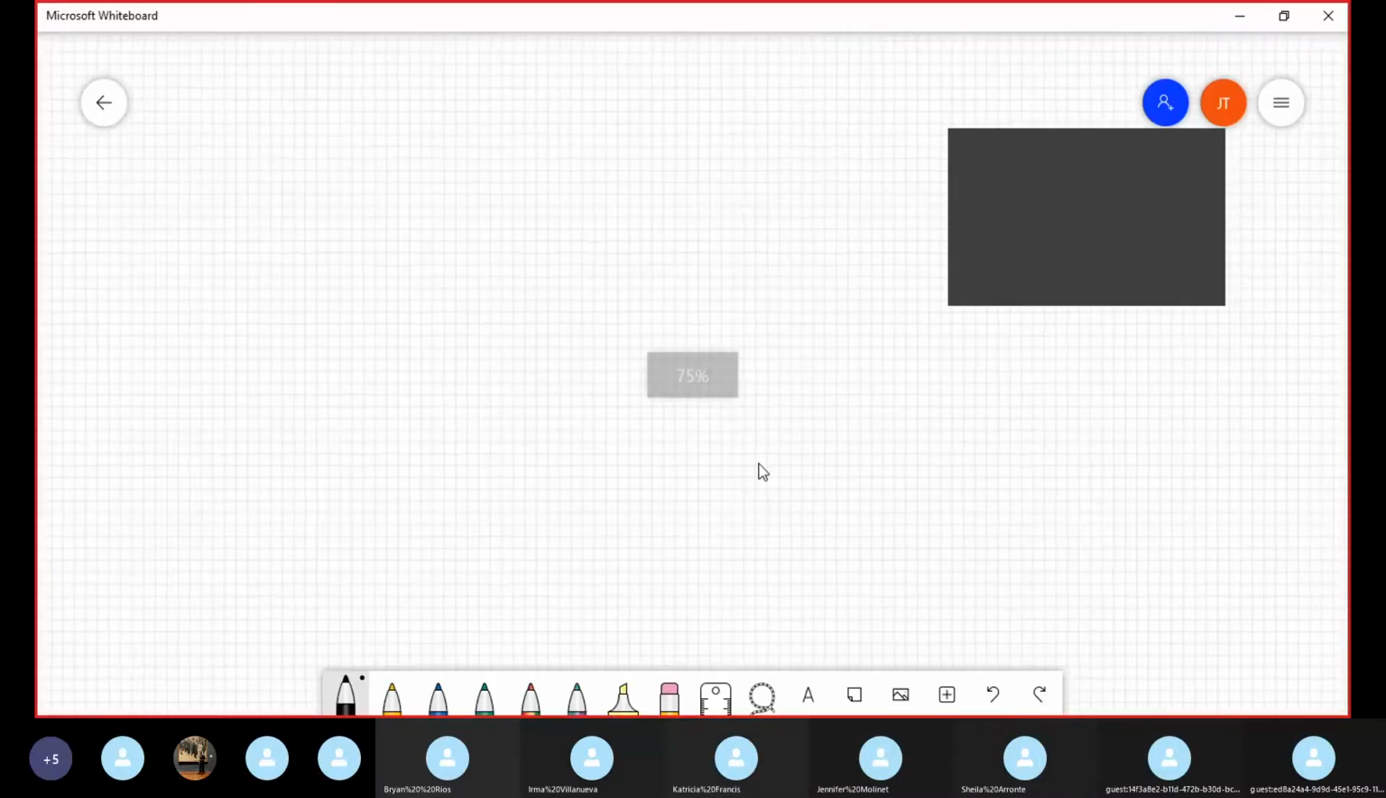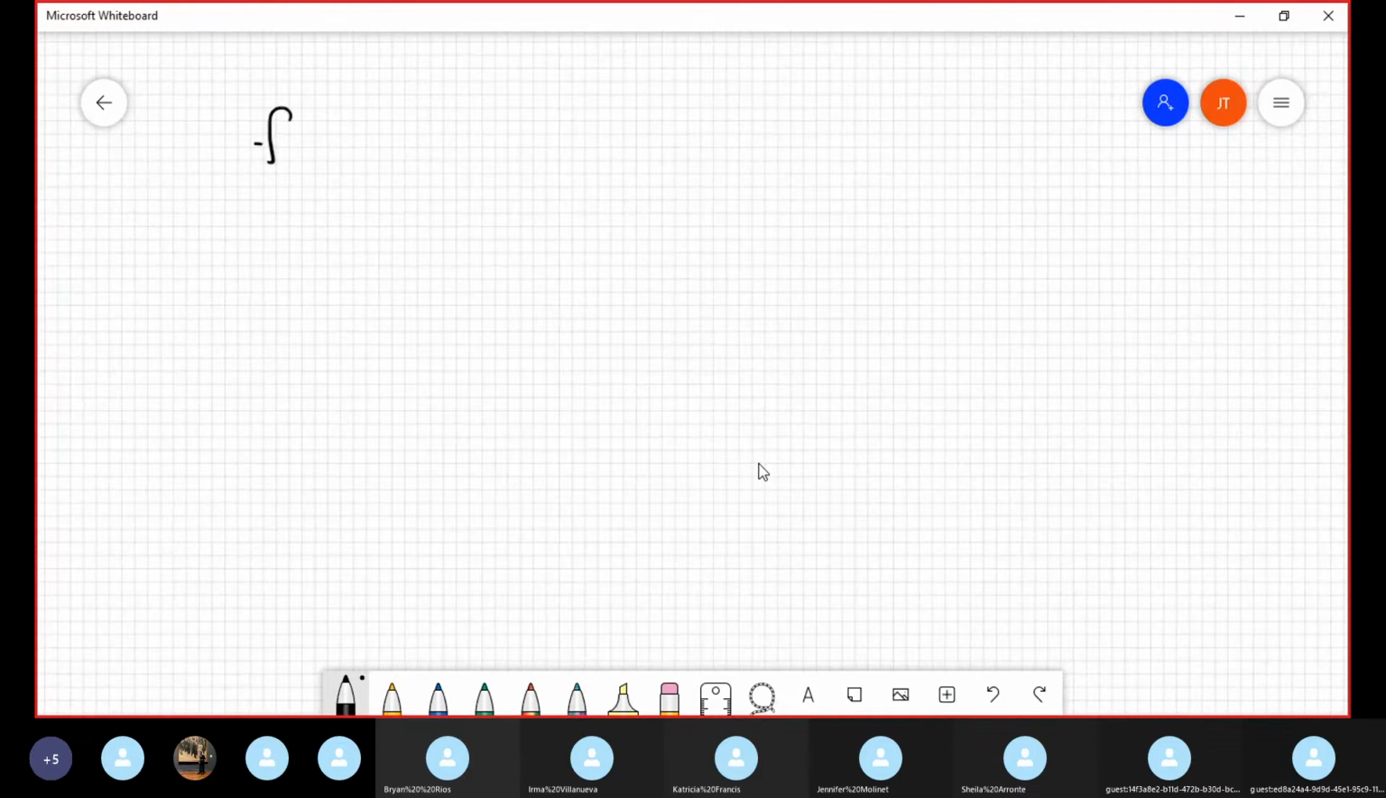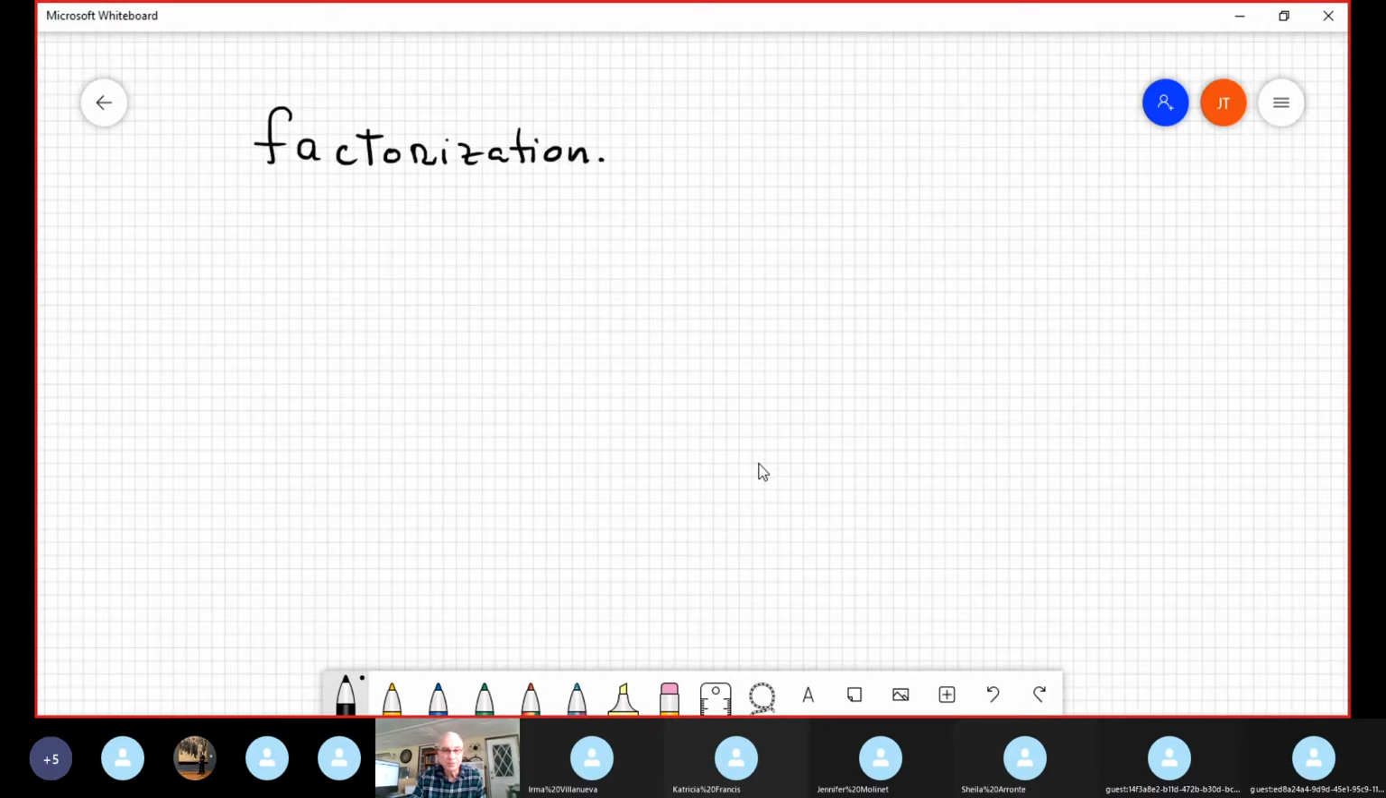The topic that we start discussing today is factorization. It's the name of this, factorization. And factorization is extremely important. Without factorization, you won't understand anything after this lecture. And in college algebra, in advanced mathematics, we are doing factorization every day.